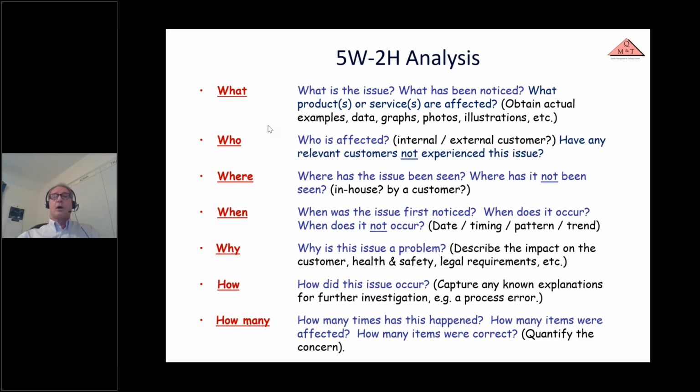Also, with the 5 W's analysis, the team will consider not only what is the issue, who is affected, where has the issue been seen, they will also consider, in many cases, the non-event. Have any customers not experienced this issue? Has the issue not been seen in some places? When does it occur? When does it not occur? The non-event is also useful information.